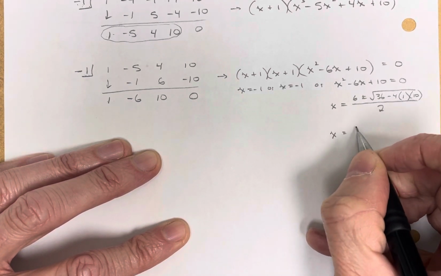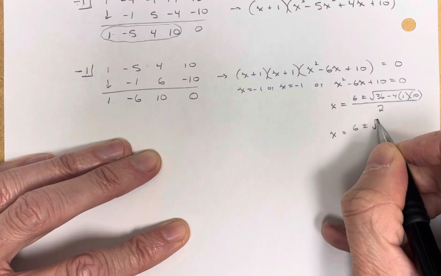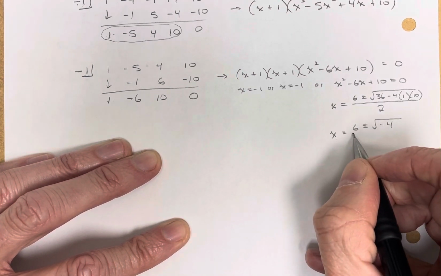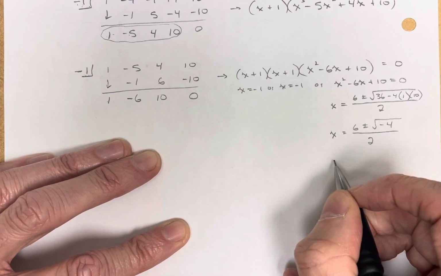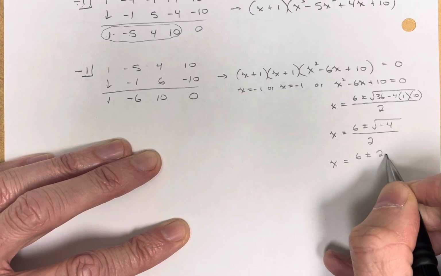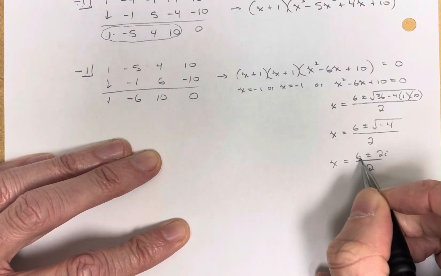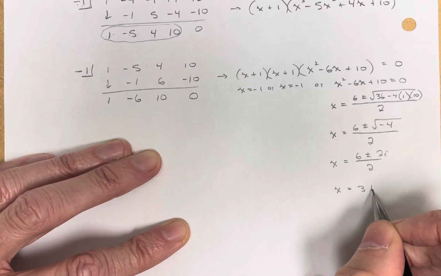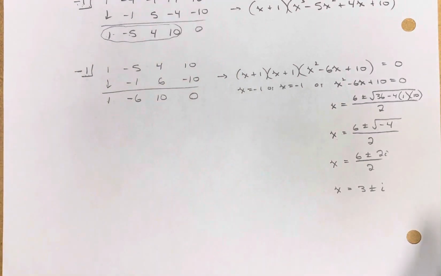Now we're simplifying. 6 plus or minus, under the radical is a -4. There's our imaginary indication. So this is x is equal to 6 plus or minus 2i over 2. It's a common denominator. X is equal to 3 plus or minus i.